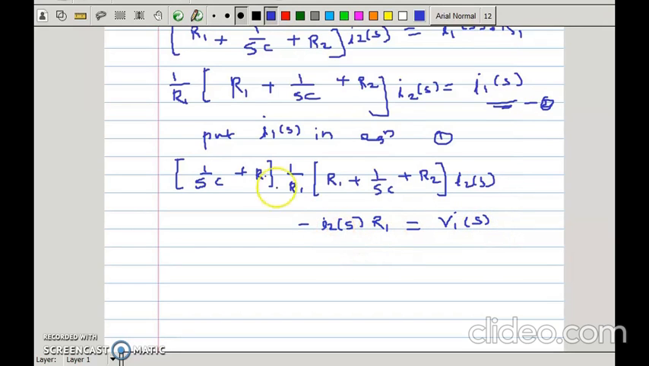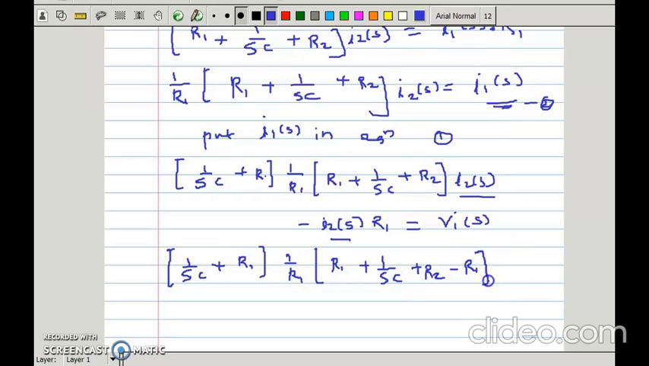Now, I2 is common here. I2 is here and again I2 is here. Can we put I2 outside? When we put I2 outside, the equation becomes: 1 upon SC plus R1, times 1 upon R1, bracket R1 plus 1 upon SC plus R2, minus R1, times I2 of S, equals Vi of S. Now this R1 and this R1 both cancel, because one is negative and one is positive. So this is your final equation, where we get Vi.